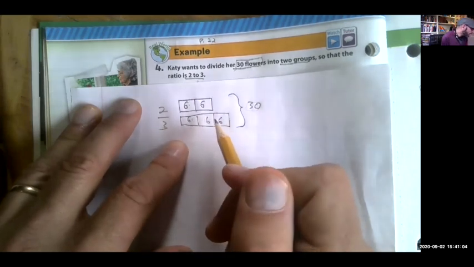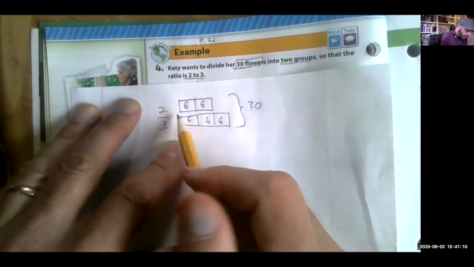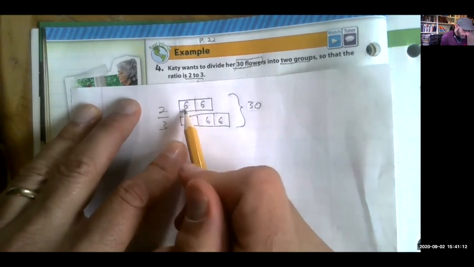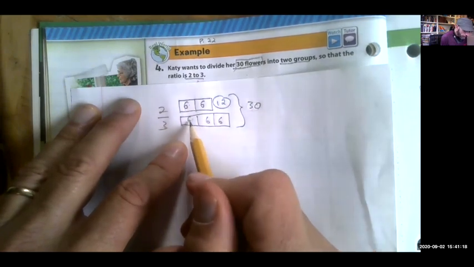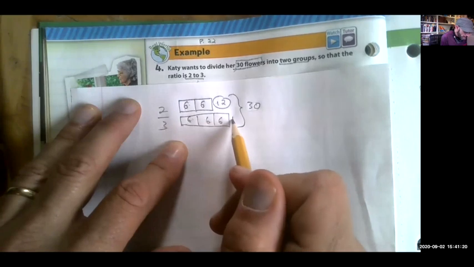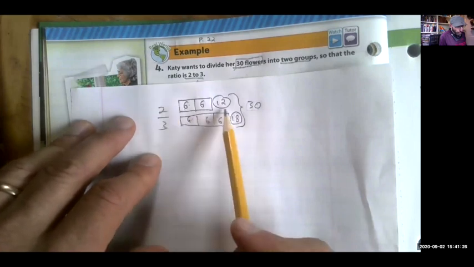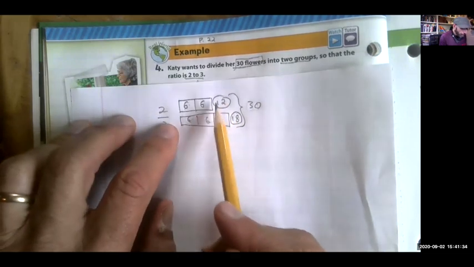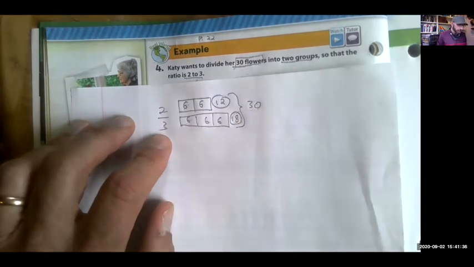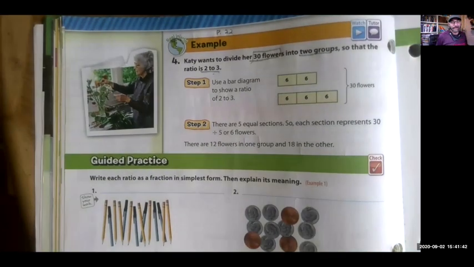So now that we've done that, we know that one group, the small group, is going to have how many flowers in it? Well, 6 and 6, so that's going to be 12 flowers. And this group is 6, 6, 6, or 6 times 3, which is 18 flowers. So it's like having a ratio of 12 to 18, and before they'd give you numbers like that, and you had to reduce it. Now we're doing the opposite. So we know that one group will have 12 flowers, one group will have 18 flowers. Got it? Cool. And if you look in the book, they've kind of done that for you. I just wanted to show you how we get to that.